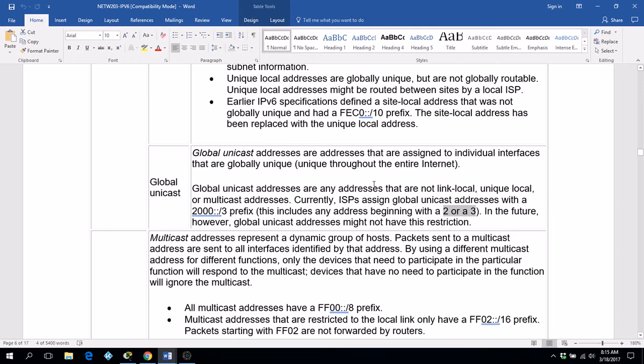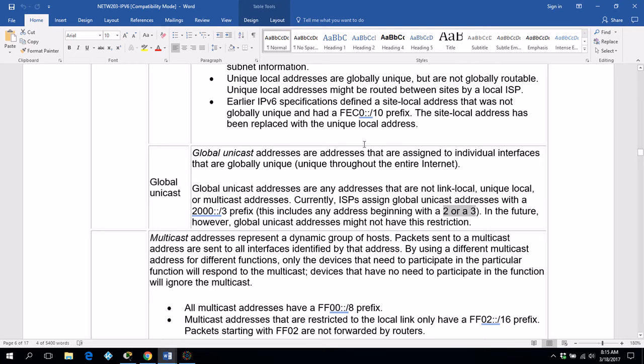Typically, what I do when I'm configuring devices, and you'll see that in the next video, is I always assign a link-local address to the host, and I also give them a global address so they can access the internet and go outside with it.